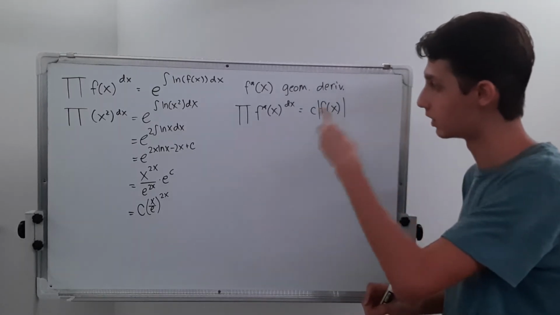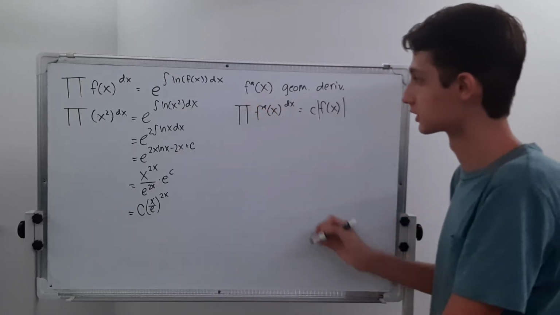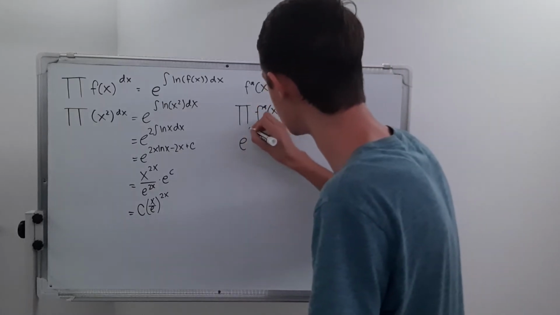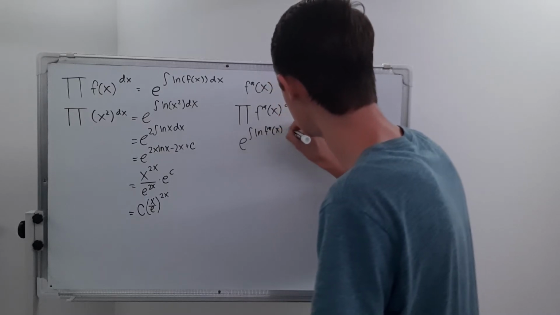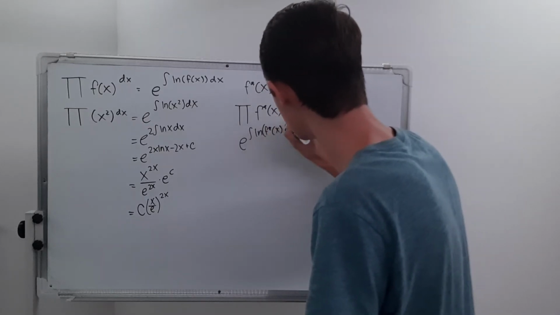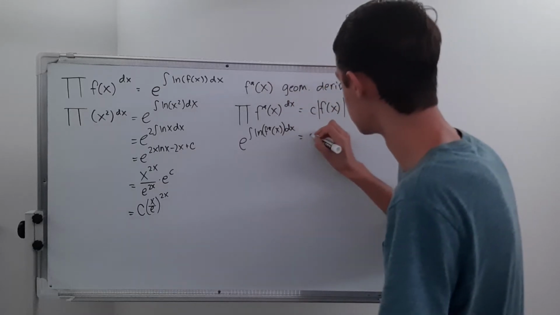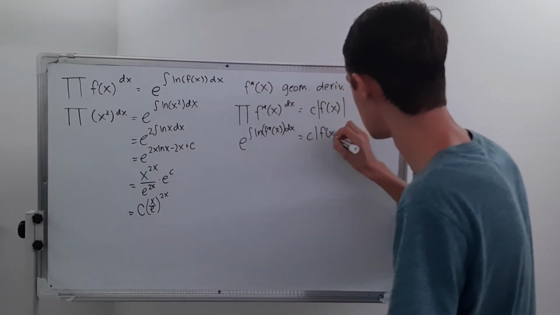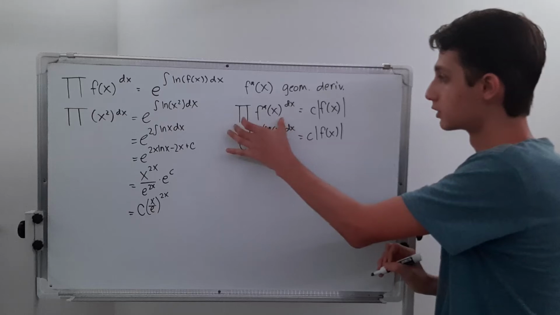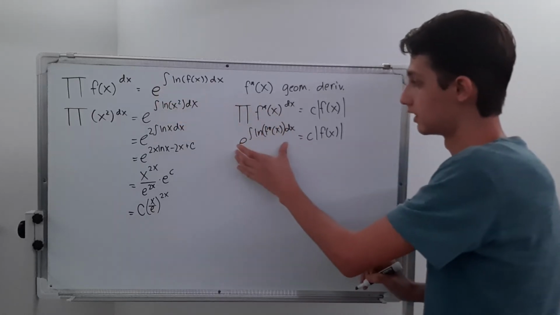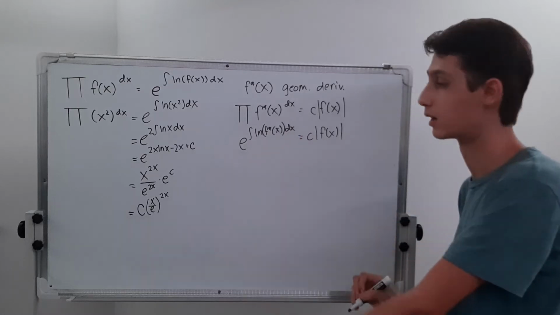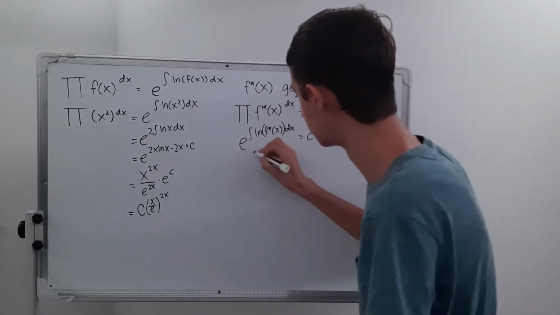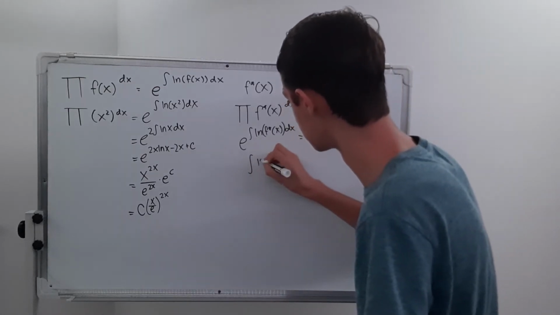So what we want is basically just some function. Let's replace this with e to the integral of ln of f star of x dx. I'll just put parentheses around this. This is equal to C times this. So here I'm just replacing this with this definition, not too difficult. So now we want to isolate f star to figure out what that is. So we can take the natural log of both sides, right?